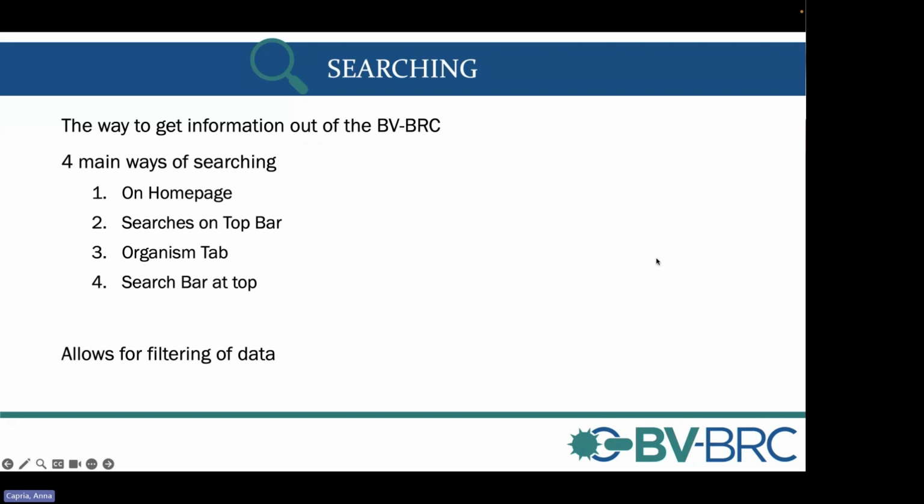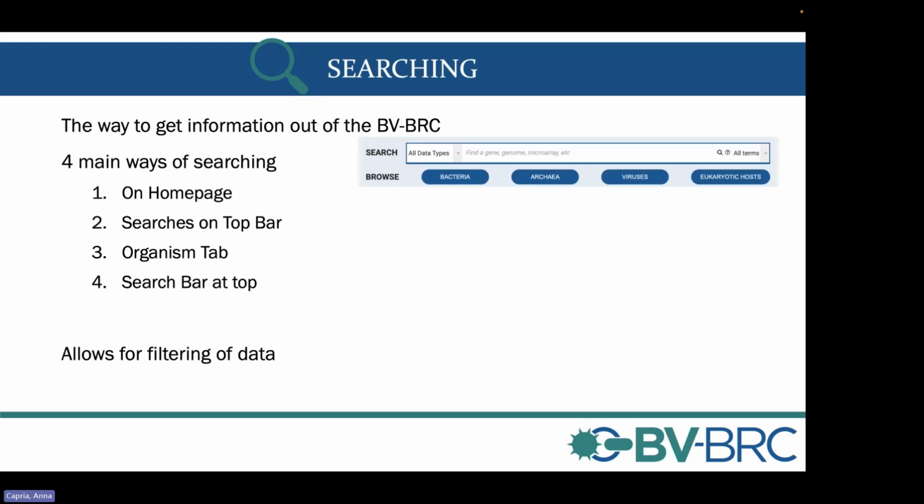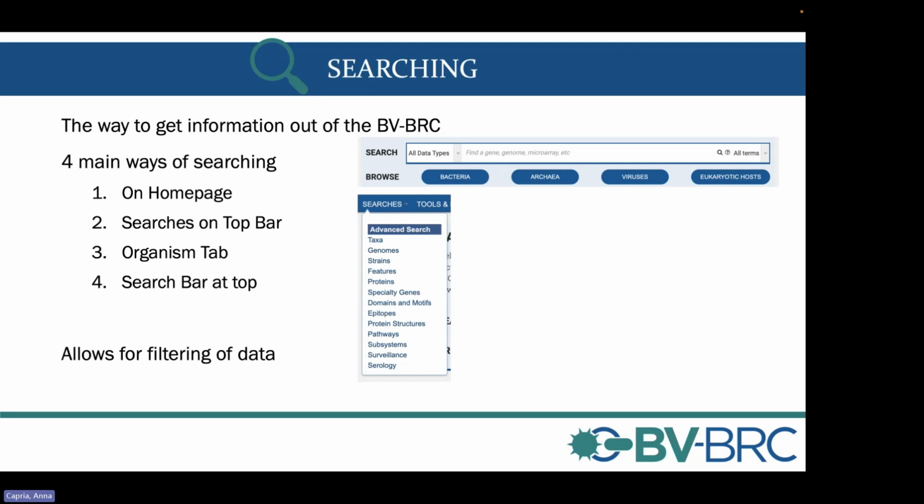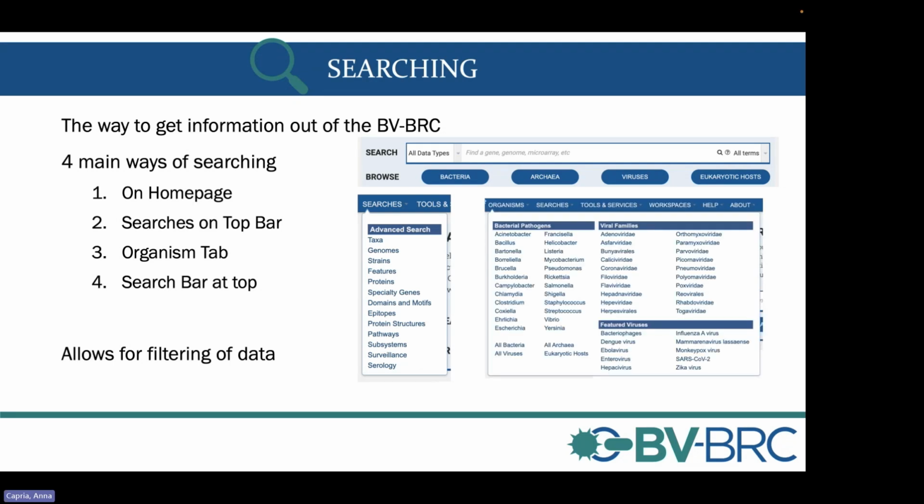So when we're thinking about searching for data on the BV-BRC, there are really four main ways of getting information out of the BV-BRC. The first way of searching will be right on the home page, and there's this big search bar, which I will show you in 1 minute when we get over to the BV-BRC. There's also our searches feature at the top, and you can search by organism, and we have all of the viral families we cover listed, and then featured viruses to easily get you to your influenza A genomes and your monkeypox virus genomes.